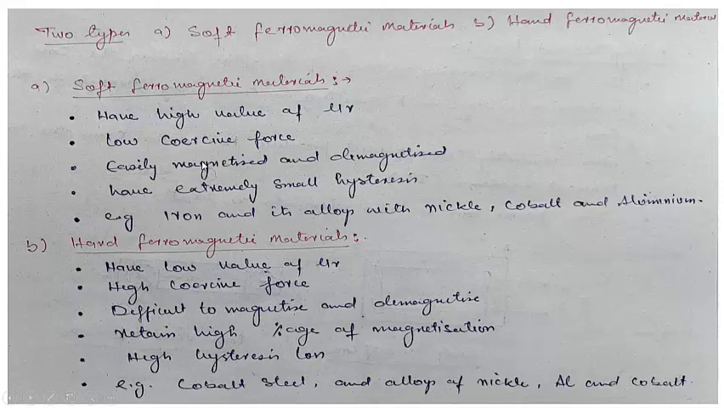Hard magnetic material is definitely the opposite of this. Low value of μr, high coercive force, that means high retentivity. That means it will be difficult to magnetize and demagnetize. They retain a high percentage of magnetization. Because they retain a high percentage of magnetization, their retentivity will be high and their residual flux will be high. They require more current to decrease their magnetization to zero. There will be high hysteresis. The area of the loop will be very large. That means high hysteresis loss. For example, cobalt steel and alloys of nickel, aluminum, and cobalt.